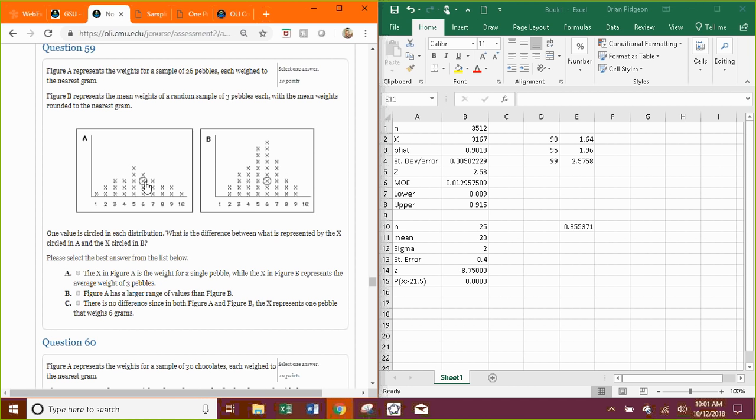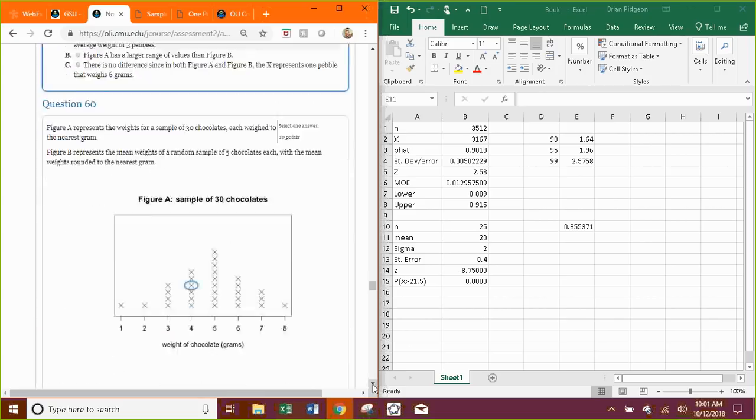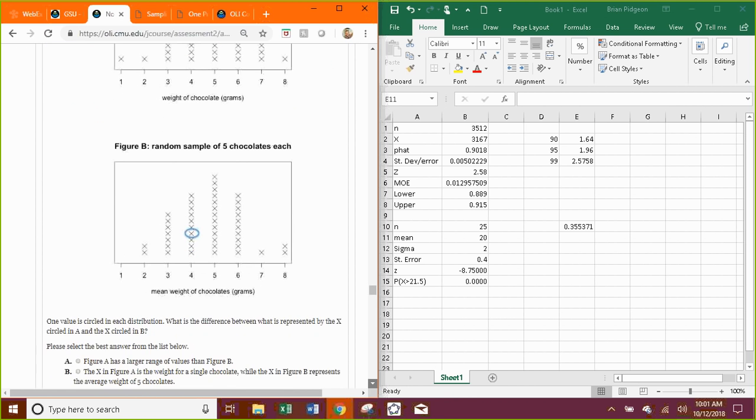Well, in this plot, each X represents 1 pebble. But in B, each X represents the sample mean of 3 pebbles. And that's the biggest difference. So, the X in figure A is the weight for a single pebble, while the X in figure B represents the average weight of 3 pebbles. There you go. They should be centered at the same value, between 5 and 6.